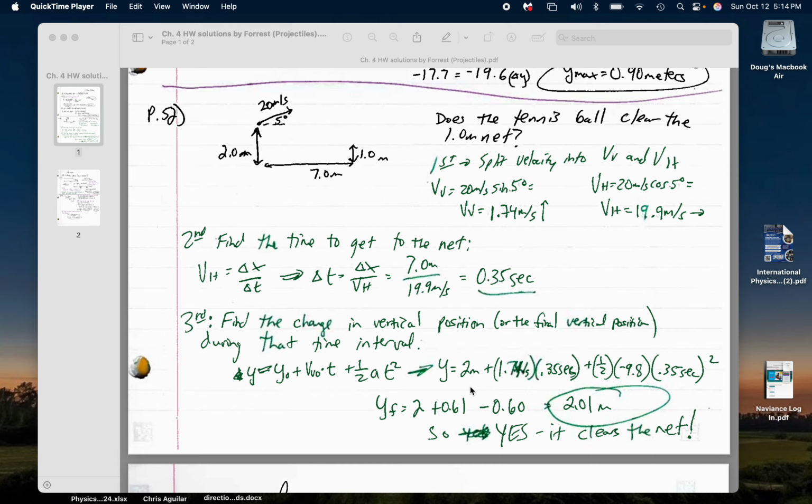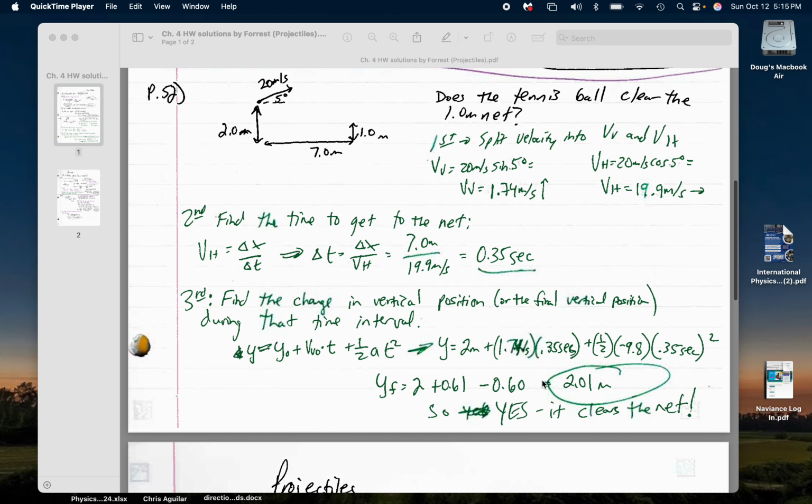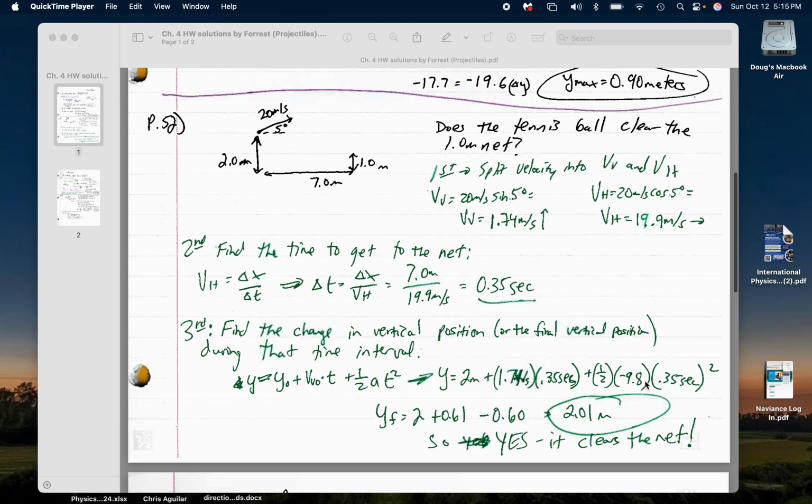So it was hit initially at 2 meters, plus 1.74 meters per second up times 0.35 seconds, plus 1/2 times negative 9.8 times 0.35 squared, down. So that means that at 0.35 seconds, it's going to be 2.01 meters above the ground. And it definitely clears the net. It actually is just a tiny little bit higher than where it was hit. So kind of a symmetrical problem there.